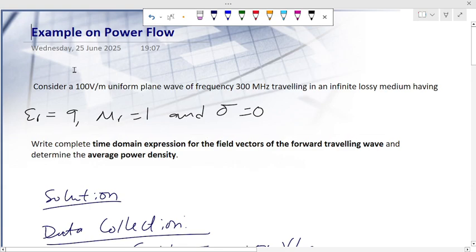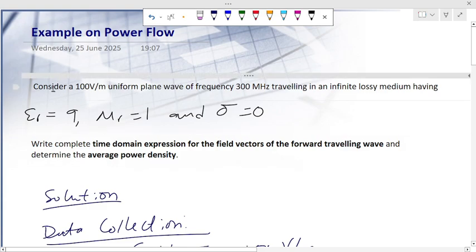Okay, so yeah, we use this question to explain this topic, but the whole concept is just how power flows in an electromagnetic wave. Okay, talking about electromagnetic wave, the power flow here in the electromagnetic wave.